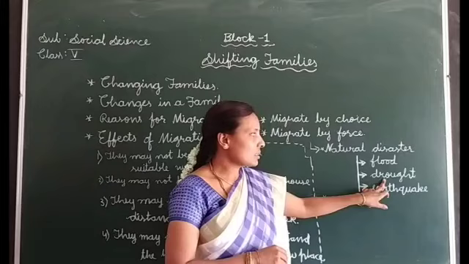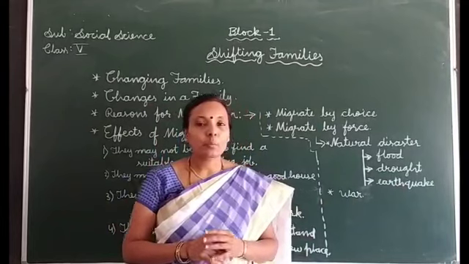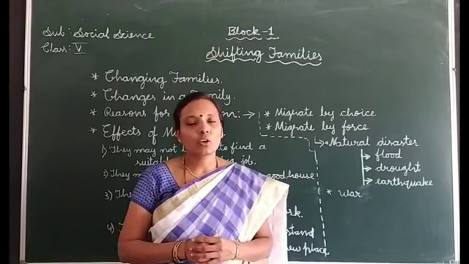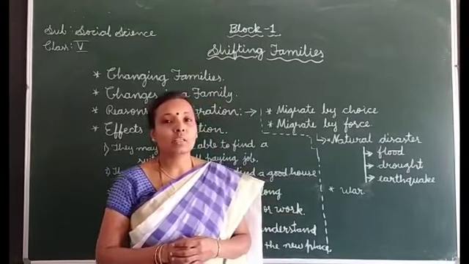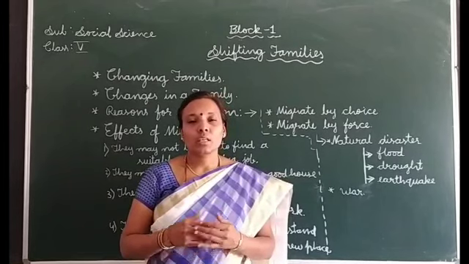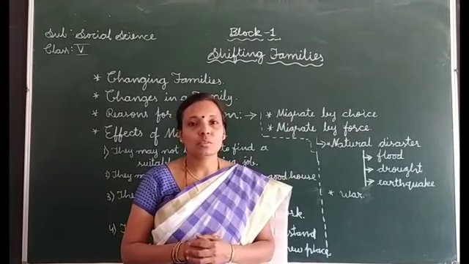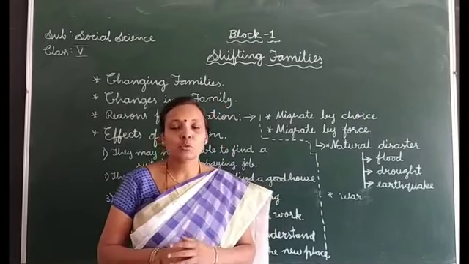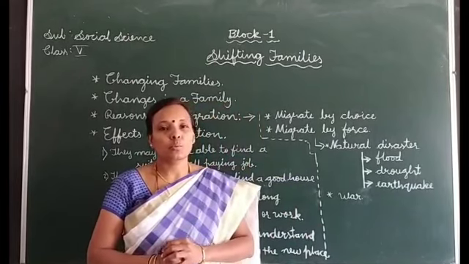The next disaster is drought. It means baragala. When people don't get proper rainfall, then they cannot start their agriculture activities. They face the problem of lack of food. They don't get food for themselves and their animals like cows and buffaloes, so they can't give food to those animals also. At that time also people migrate to a new place to find a new job.